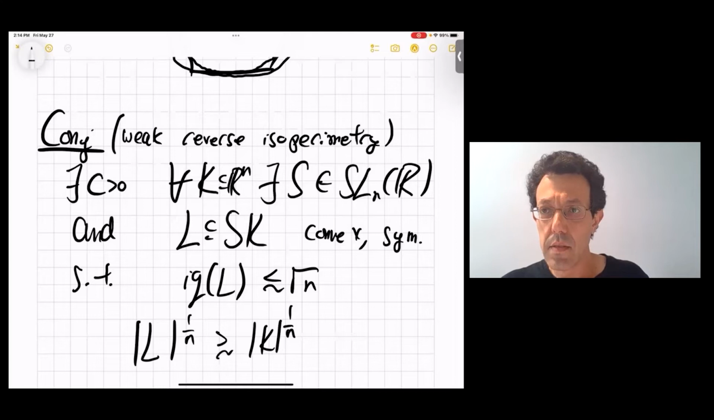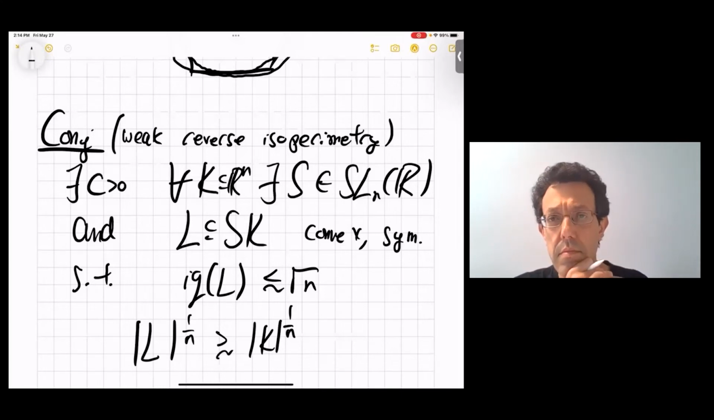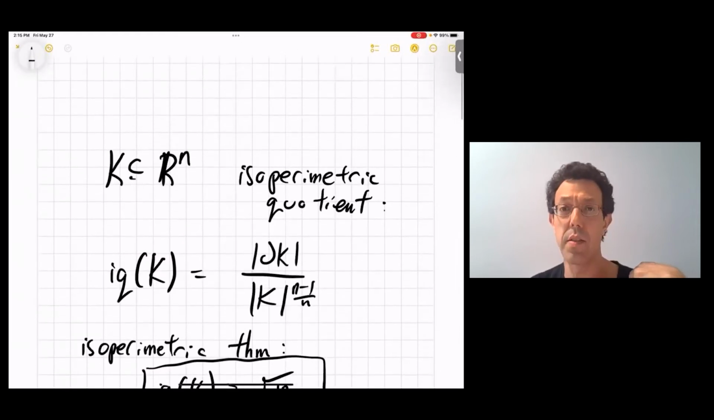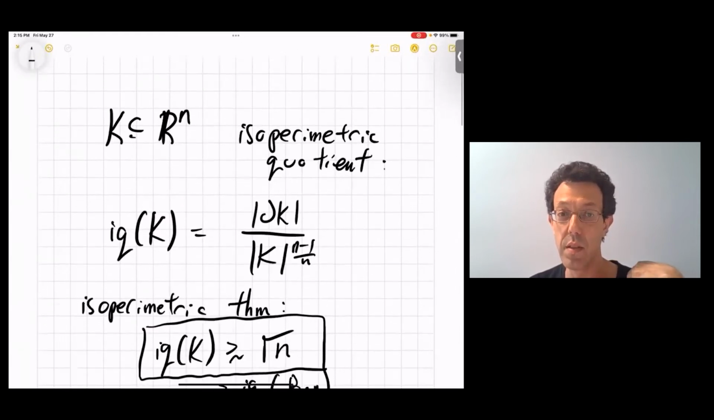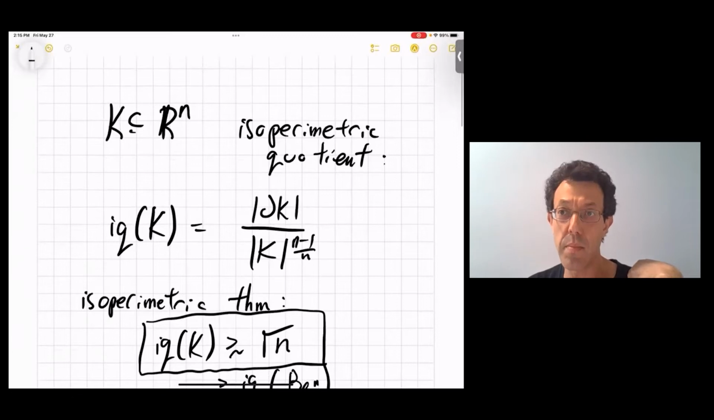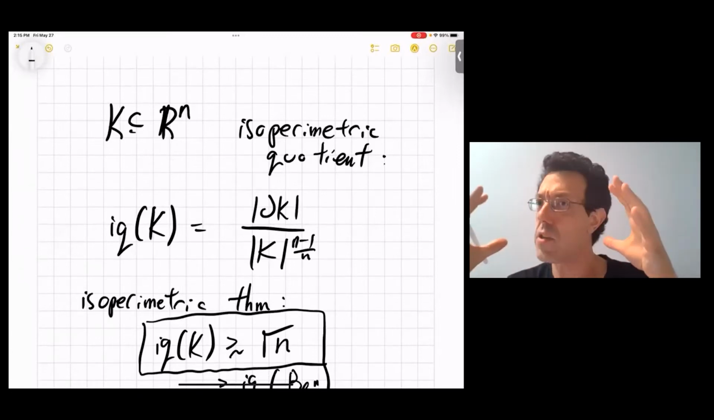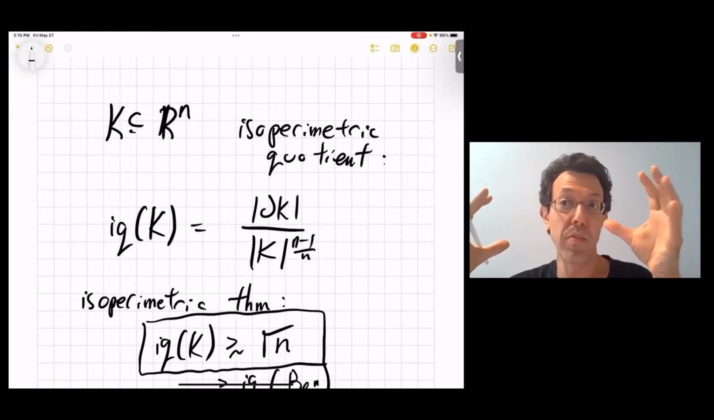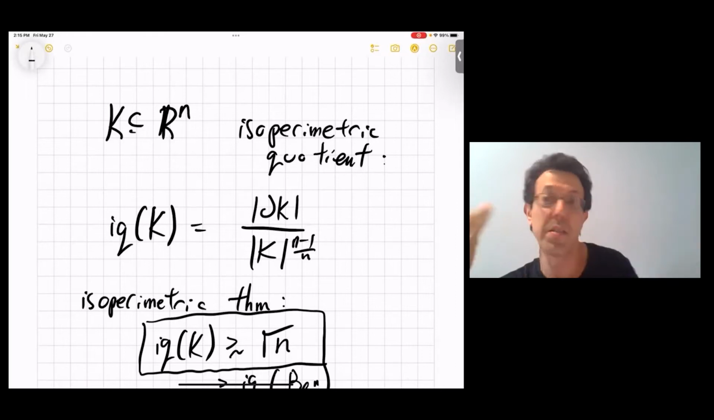So if I understand correctly, the isoperimetric quotient of L is upper bounded by square root n always? No, lower bounded. That's the isoperimetric quotient. The isoperimetric theorem is that the isoperimetric quotient is always at least that of the Euclidean ball. And my conjecture is that you can always find inside a constant approximation of your body for which the isoperimetric quotient is bounded from above by, up to a constant, the best you can hope for, which is root n.